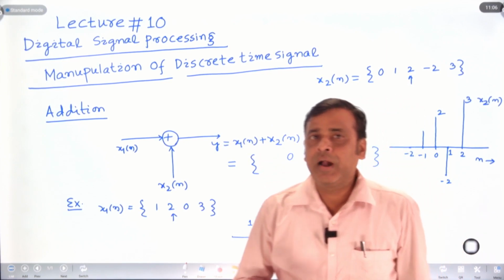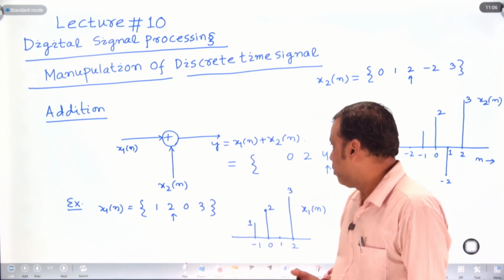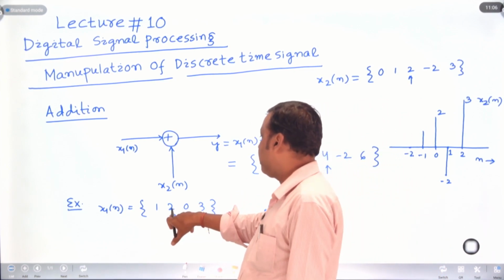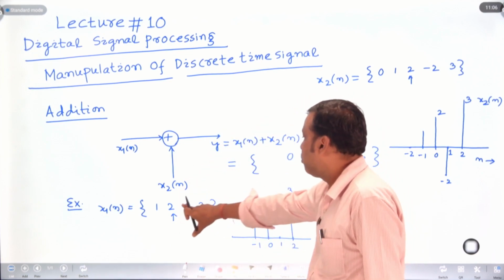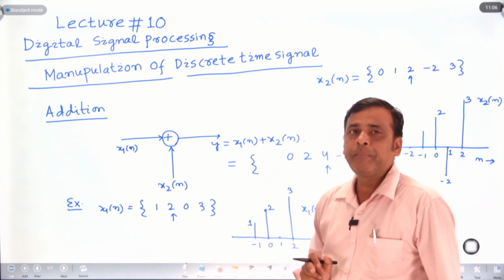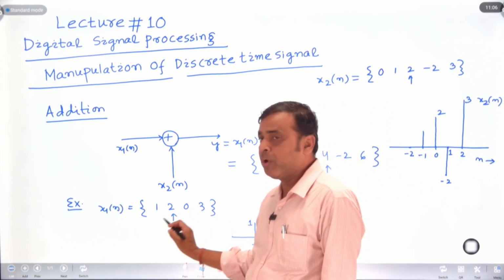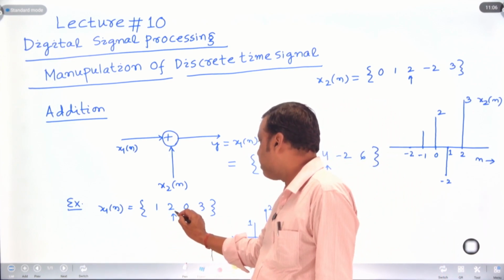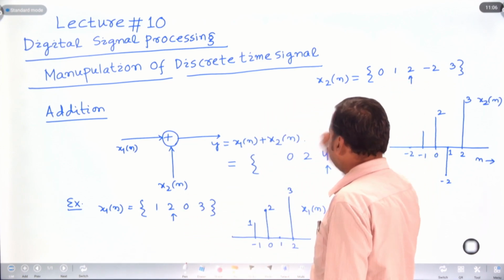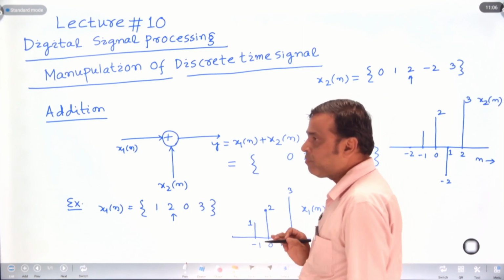When the addition operation is performed, you simply add the amplitude values at each n, that is, you add x1 of n with x2 of n. But you have to mark where your origin is. Here the arrow mark indicates n equal to 0, and here at n equal to 0 the value is 2. Similarly, you just add like this.